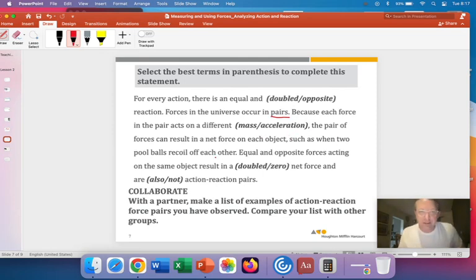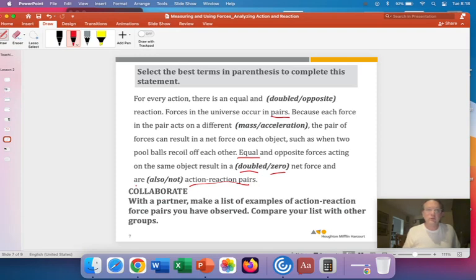The pair of forces can result in a net force on each object, such as when two pool balls recoil off of each other. Equal and opposite forces acting on the same object result in a (doubled net force or a zero net force), and are (also or not) action-reaction pairs. Are equal forces action-reaction pairs? Are they doubled, or do they have a zero net force?